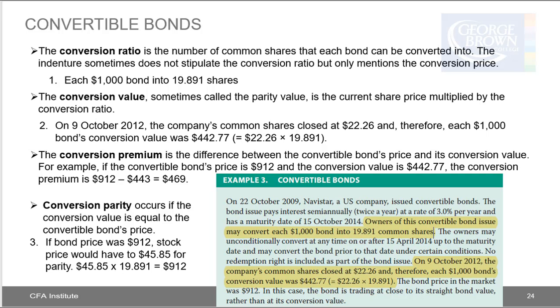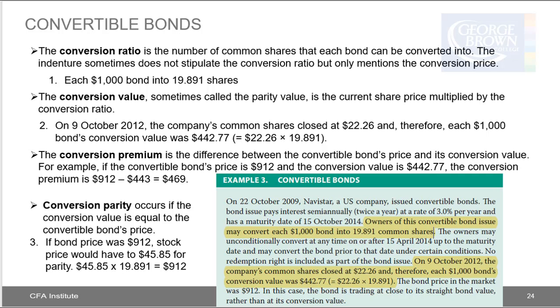The conversion premium is the difference between the convertible bond's price and its conversion value. So, for example, if the convertible bond's price is $912, and that's the market price on the bond on 9th of October 2012, and the conversion value is $442.77, then the conversion premium is $912 minus, I've rounded it to $443, equals $469.